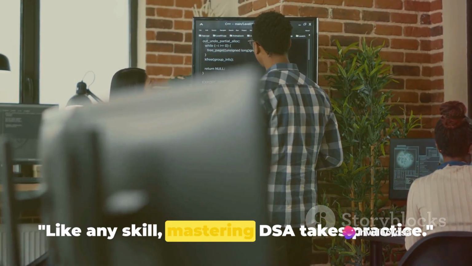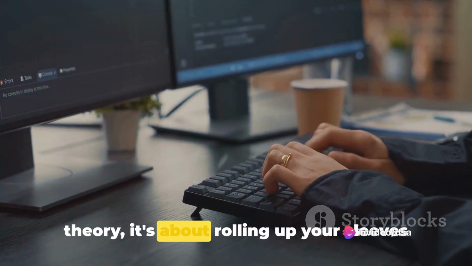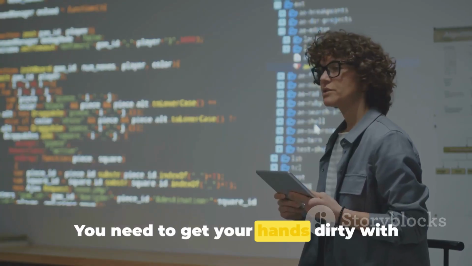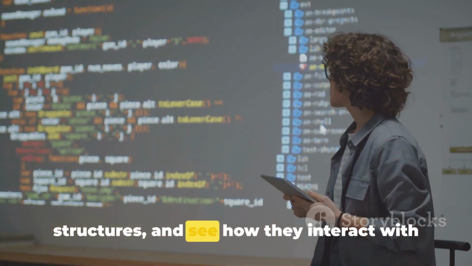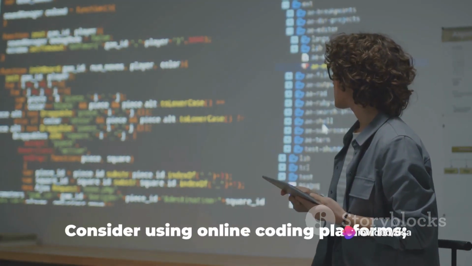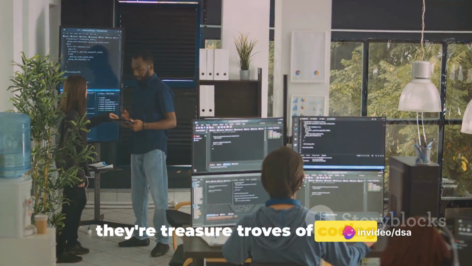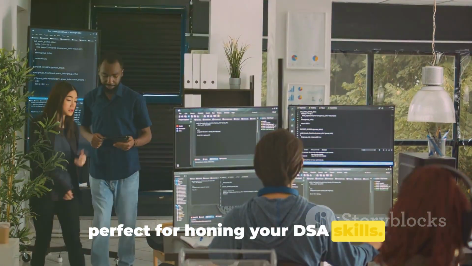Like any skill, mastering DSA takes practice. It's not just about understanding the theory, it's about rolling up your sleeves and diving into the code. You need to get your hands dirty with TypeScript and DSA, build your own data structures, and see how they interact with different algorithms. Consider using online coding platforms. They're treasure troves of coding exercises and programming challenges, perfect for honing your DSA skills.